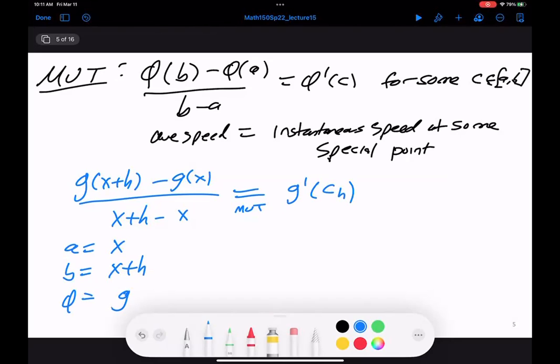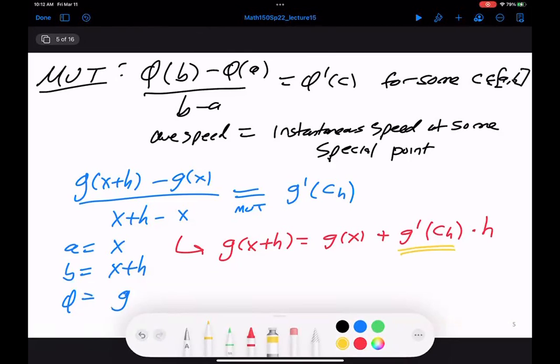So what's x plus h minus x? That's just h. So I can rewrite this, and it becomes g of x plus h equals g of x plus g prime of c sub h times h. Notice how close that is to what we had before. Before we said, let's just say g of x plus h is g of x plus h. I can just pull the h outside. This tells me how it changes. It changes by this extra factor g prime of c sub h.